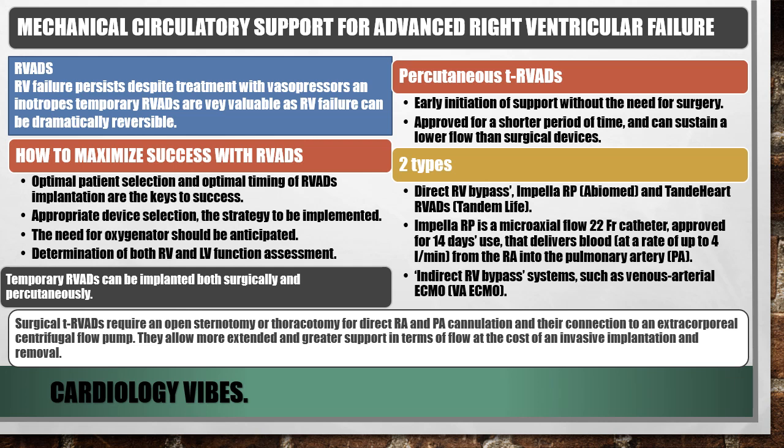Surgical temporary right ventricular assist devices require an open sternotomy or thoracotomy for direct RA to PA cannulation, and their connection to an extracorporeal centrifugal flow pump. They allow more extended and greater support in terms of flow, at the cost of an invasive implantation and removal.